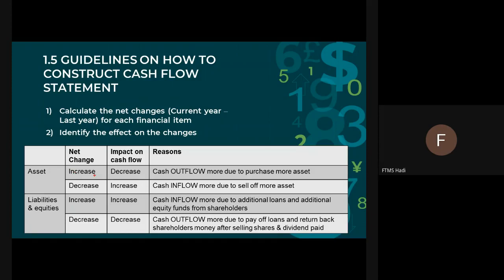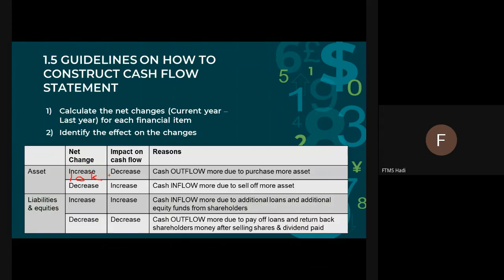The first one is asset. Let's have a look at the asset. Let's say the net change is an increase. Let's say I give you 2 years, 2019 and 2020. Let's say asset is increased by 10,000. That means from 2019 until 2020, asset is increased by 10K.